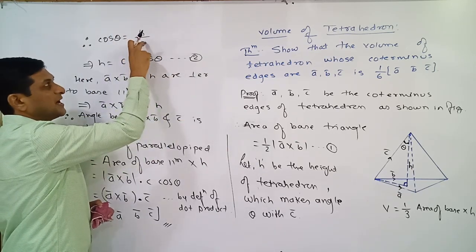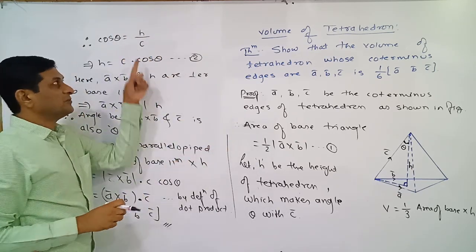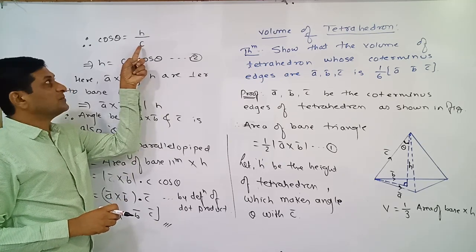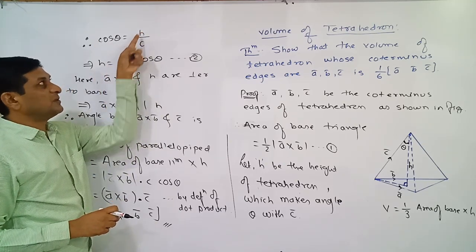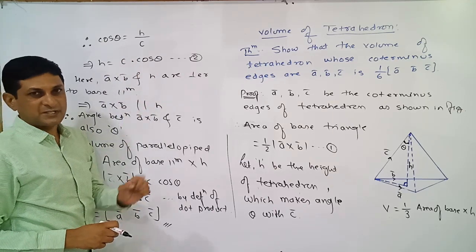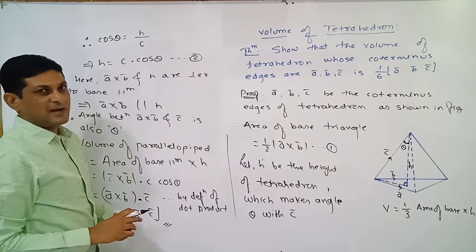So here also we are getting the same value. Cos theta is adjacent side h, and hypotenuse is what? C bar. So here we have considered the magnitude of C, which implies that h will be equal to C into cos theta, means C cos theta. Here we have got our second required value also.